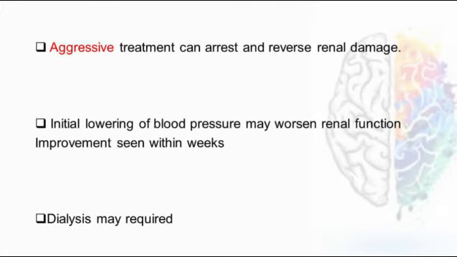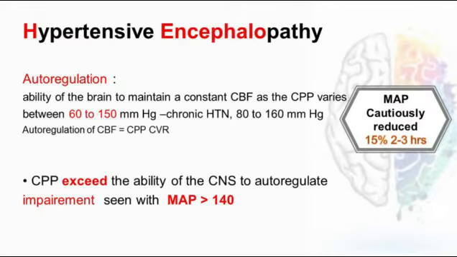So for those patients, aggressive treatment can arrest and reverse renal damage. Initial lowering of blood pressure may worsen the renal function initially, but the renal function will improve within weeks. Dialysis may be required for those patients.